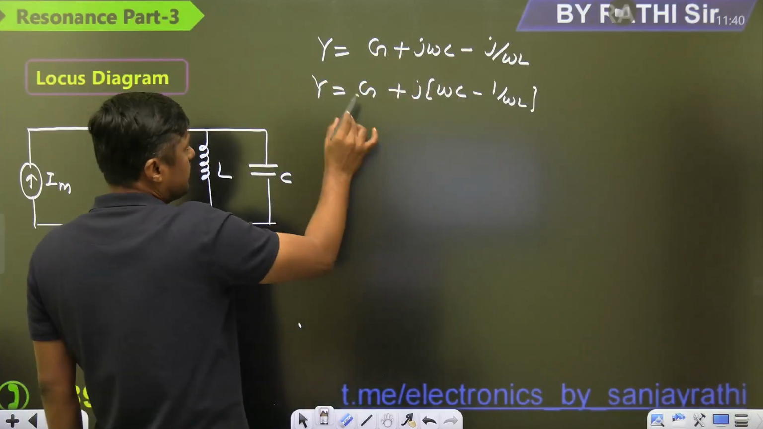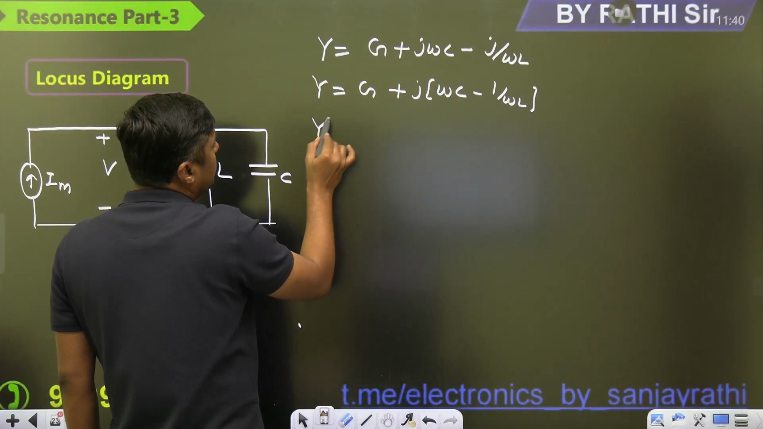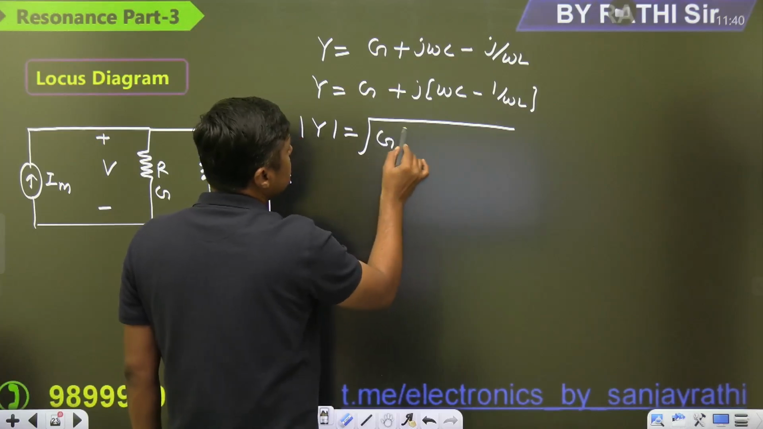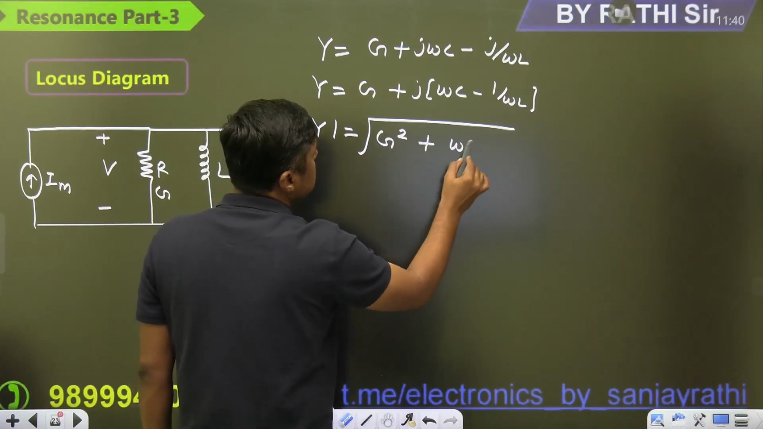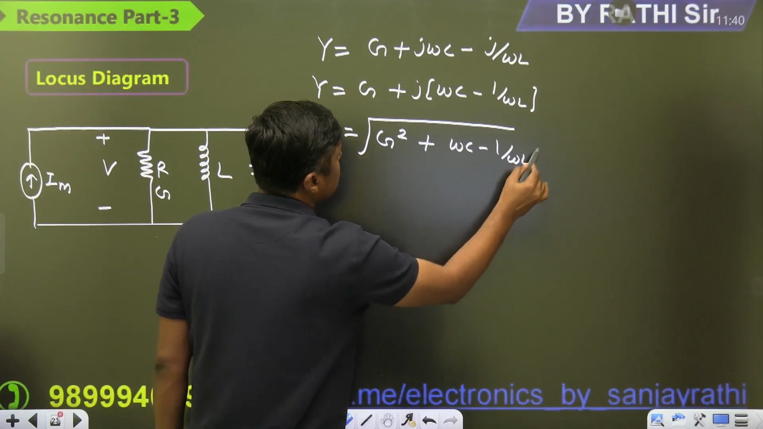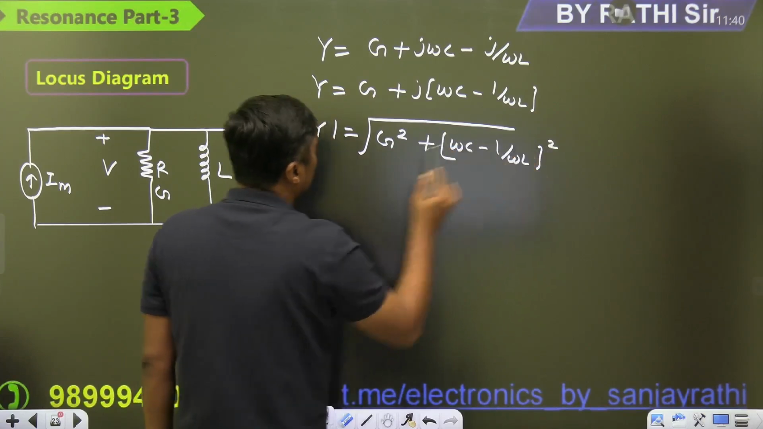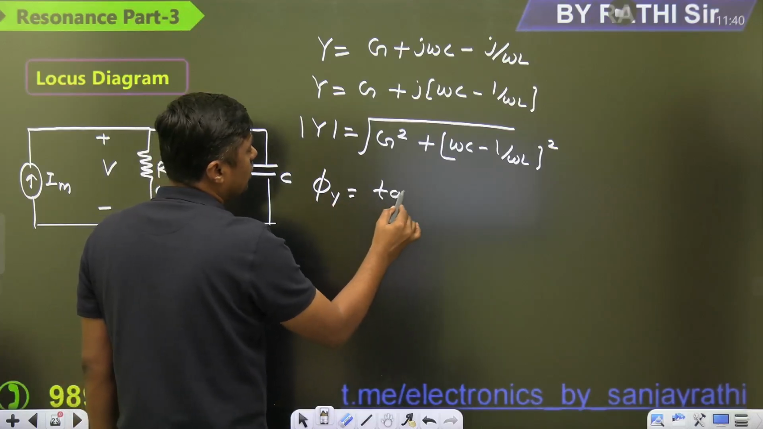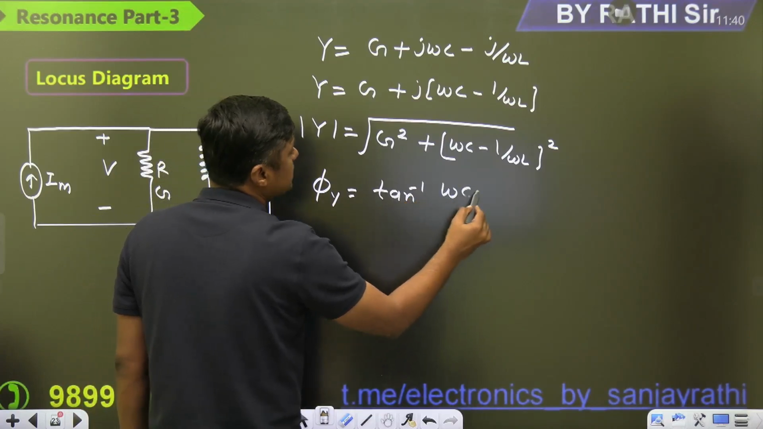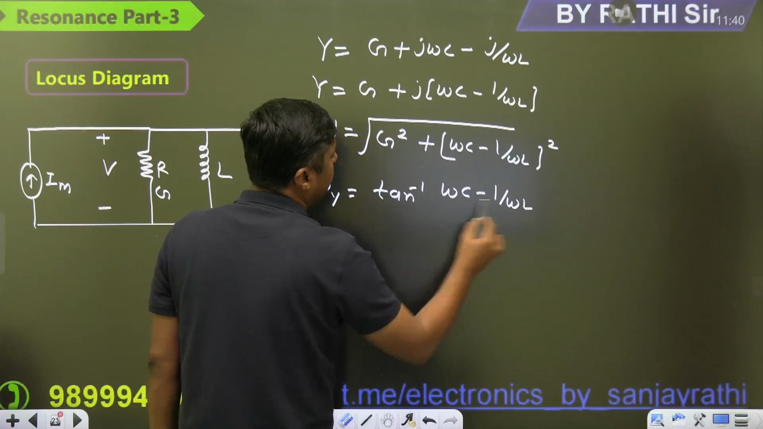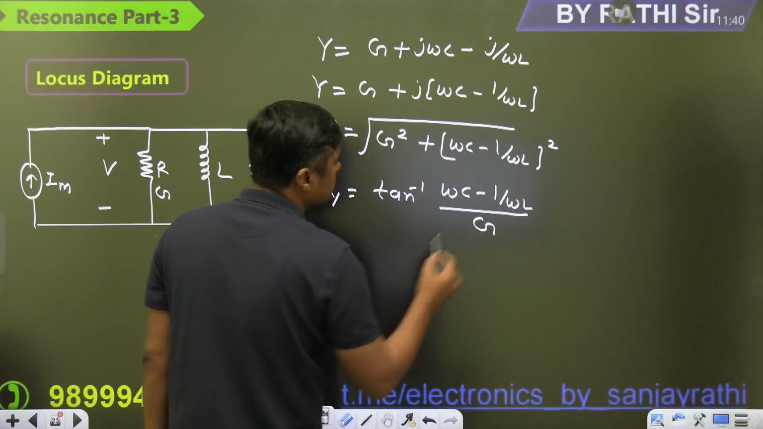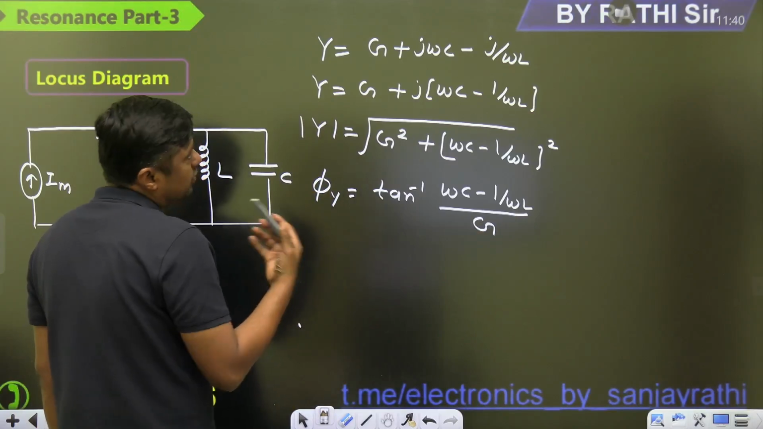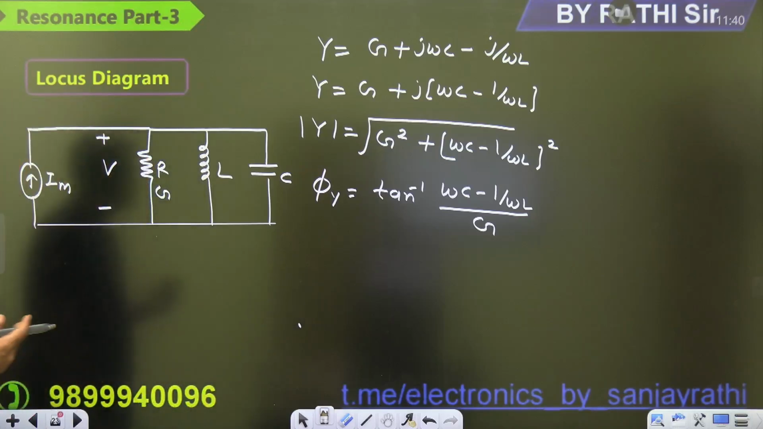Same logic, no? What is the magnitude of Y? Root over G square plus omega C minus 1 by omega L whole square. What is the phase of Y? Tan inverse of omega C minus 1 by omega L upon G conductance. And then now you can draw a table. Finished.